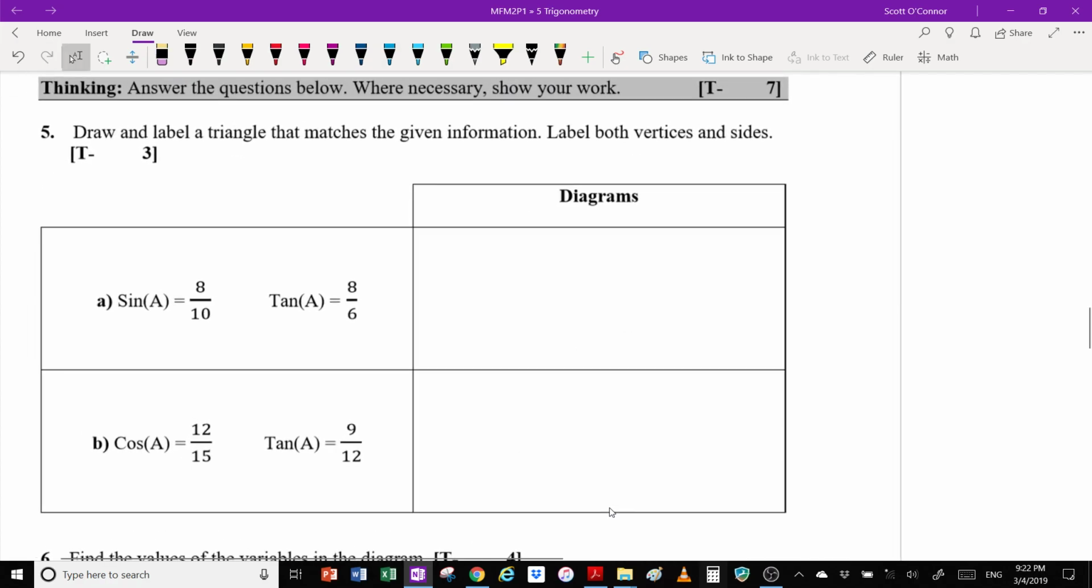Number 5, draw and label a triangle that matches the given information. Label both vertices and sides. So the first thing you're going to do when answering this kind of question is you're going to draw a triangle.